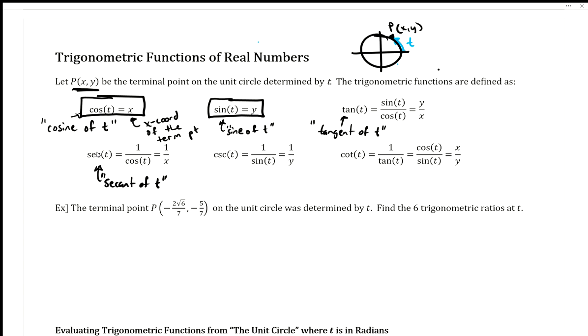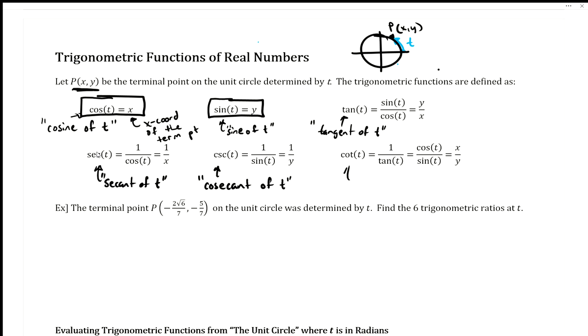Then we have cosecant of t. That's how this one gets said. Cosecant of t is how we pronounce that. And these are functions, so that's why we have the of t. We don't just say cosecant equals, or sine equals. It's always like sine of t or sine of something. Same deal with this one, cosecant of something. So cosecant of t is 1 over sine of t, or 1 over y.